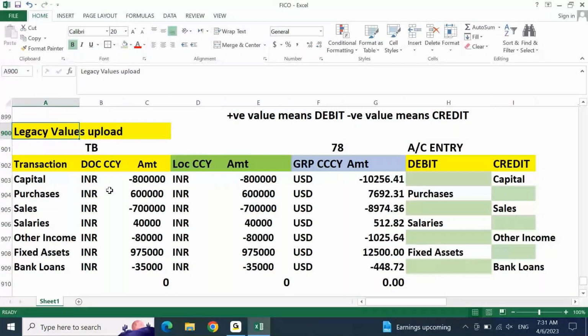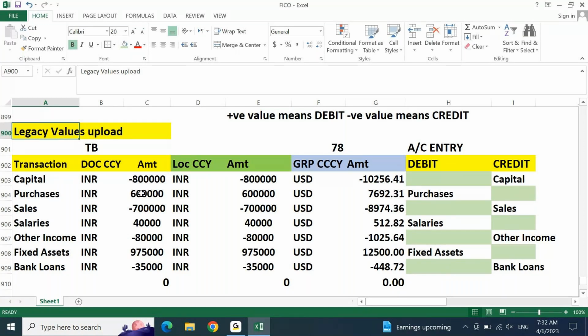You will receive the trial balance from your client. From your trial balance, you will always come to know one side of the entry. How many sides will you come to know, one or two? One side of the entry. Only one side, sir.